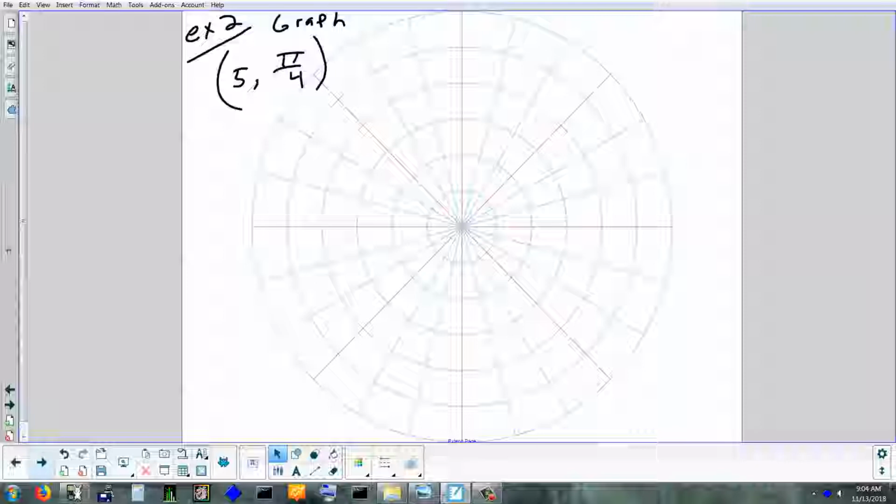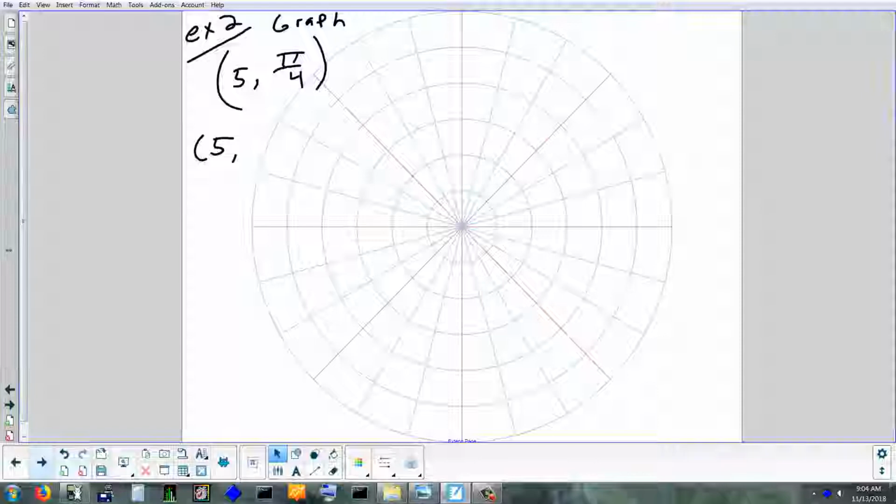All right, let's try this one. What's different about this problem? Joe? It's in radians. It's in radians. So if you want, you can change that to degrees if that's easier for you. That's a common one. Does anyone remember what pi over 4 is in degrees? 45, yep. That's a 45.